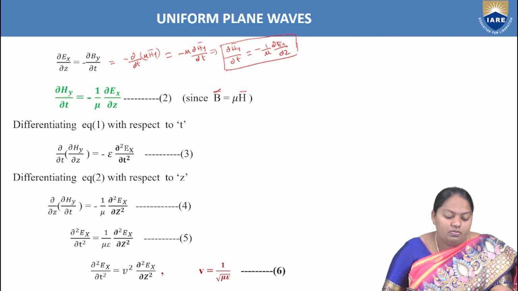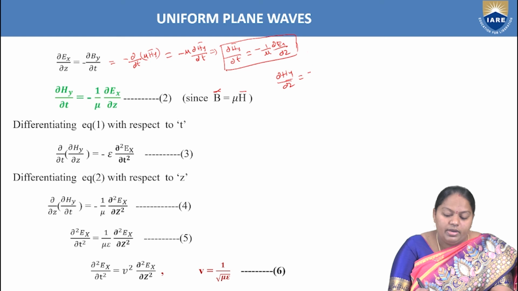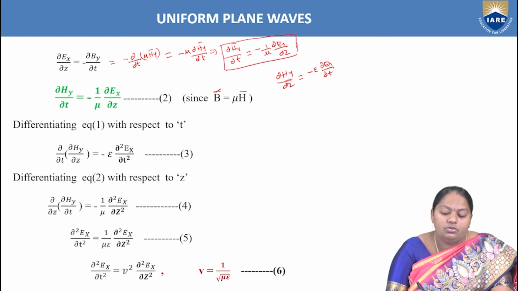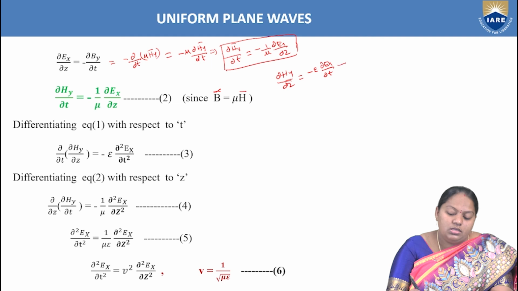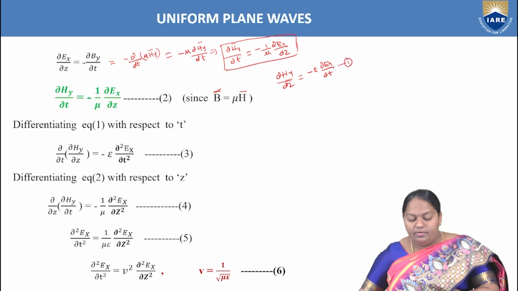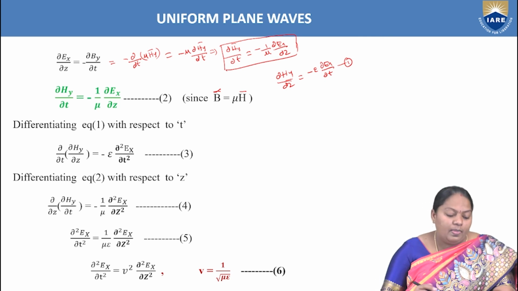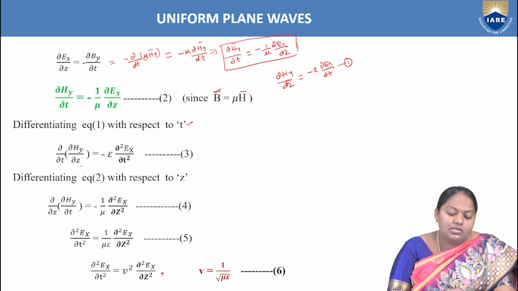Previously we got one of the equations as dou Hy by dou z equal to minus epsilon into dou Ex by dou t, which we already evaluated from Ampere's Circuital Law. Consider this as equation number 1 and the previous one as number 2. Now differentiating equation 1 with respect to t: on the LHS we have dou Hy by dou z, and differentiating it with respect to t gives dou by dou t of dou Hy by dou z.